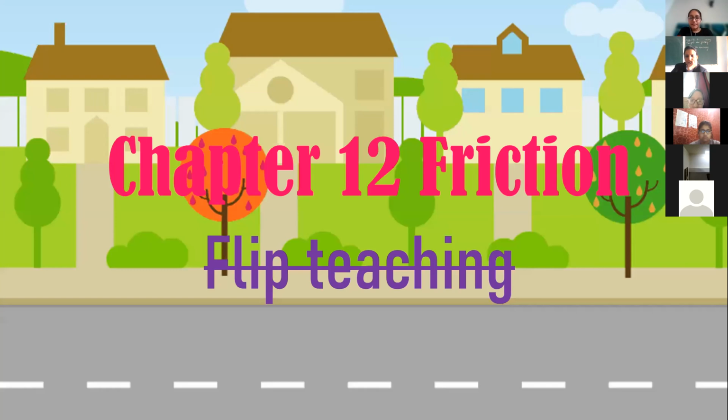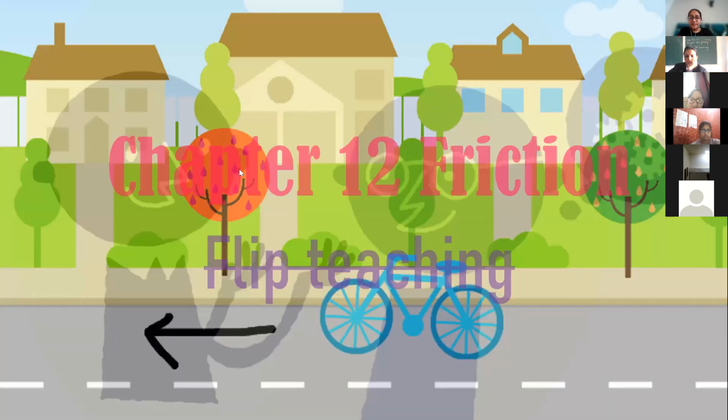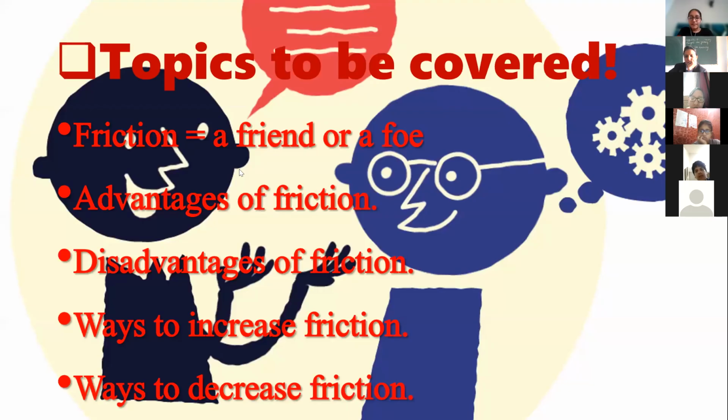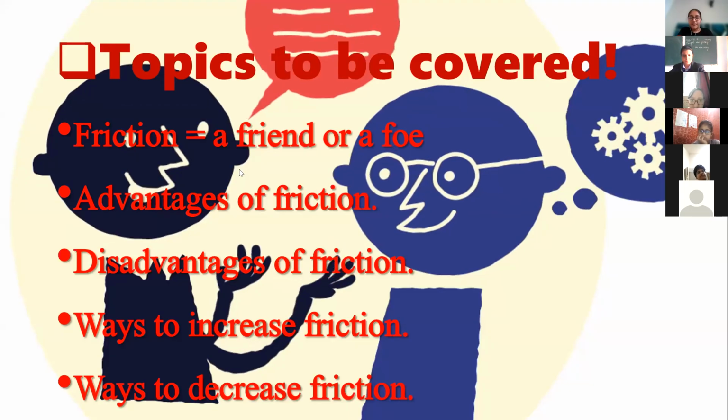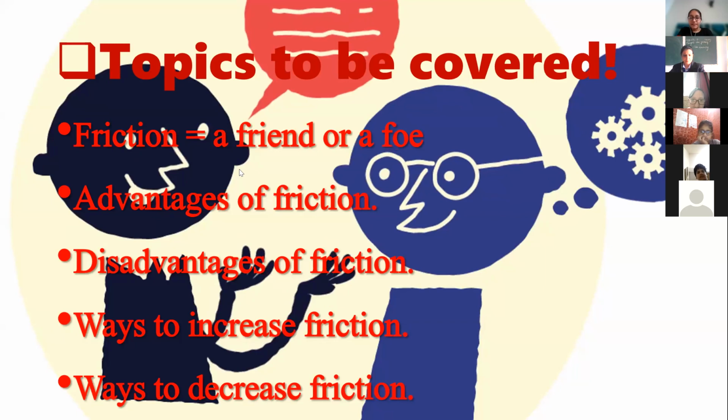Topic is chapter 12, friction. Topics to be covered: friction, a friend or a foe; advantages of friction, disadvantages of friction, ways to increase friction, and ways to decrease friction. Friction, a friend or a foe.